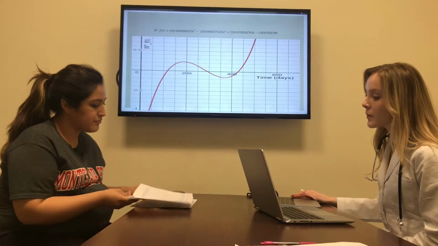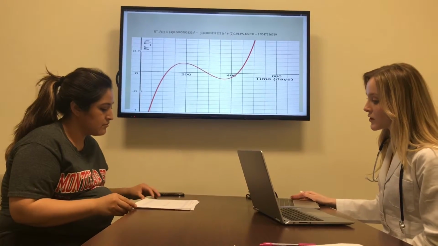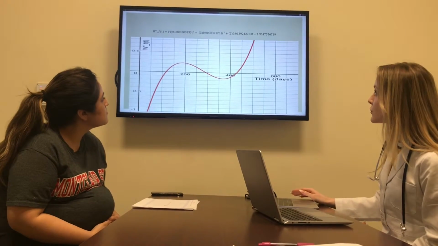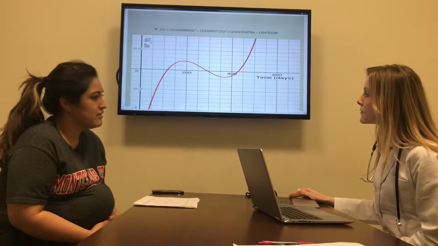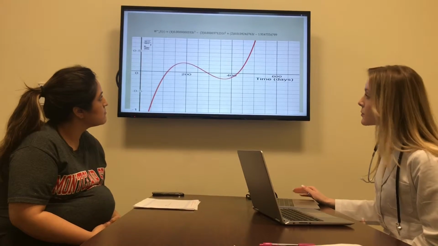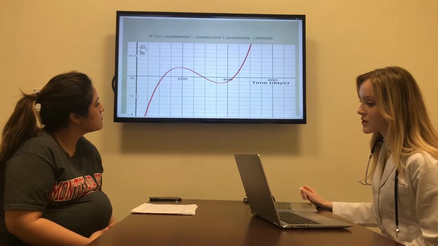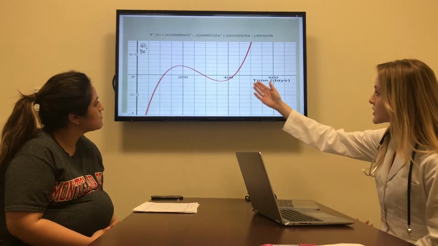On this graph, we can see the second derivative of the fetal function, and this graph also shows the inflection points. What do the inflection points represent? Well, the inflection points represent the concavity change. As you can see, we have 3 inflection points.